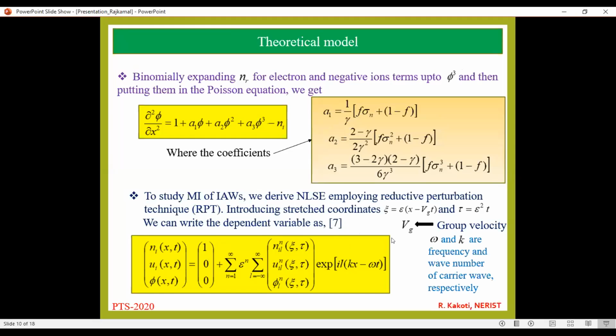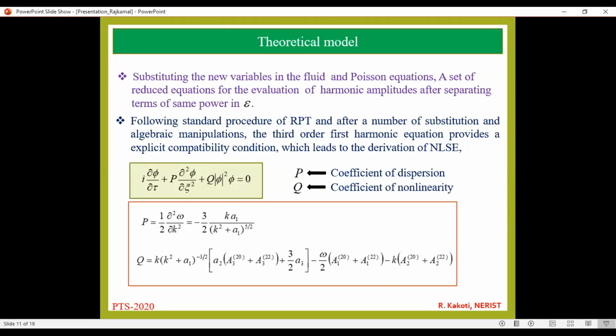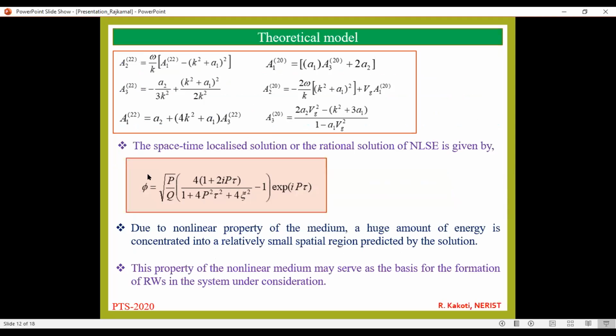Now, following the standard procedure of the reductive perturbation method, also called the multiple scale technique, we finally derive the nonlinear Schrodinger equation. It's shown here. Here, P is the coefficient of dispersion, and Q is the coefficient of nonlinearity. These are the expressions. The coefficients in the nonlinear terms are expressed in terms of the fundamental variables A1, A2.